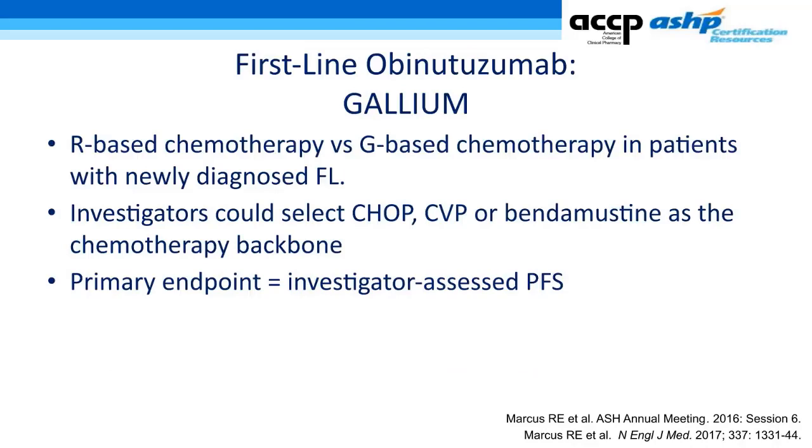The trial that cemented Obinutuzumab's place in therapy in the treatment of follicular lymphoma was a trial called GALLIUM. So this was a trial of Rituxan-based chemotherapy compared to Obinutuzumab, or what we call G-based chemotherapy, given its brand name, in patients with newly diagnosed follicular lymphoma. So the choice of chemotherapy was up to the investigator. Patients could receive either CHOP, CVP, or bendamustine, as well as one of those 2 monoclonal antibodies, with a primary endpoint of investigator-assessed progression-free survival.